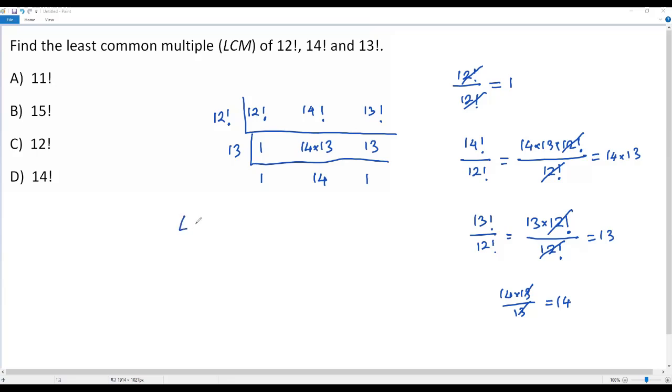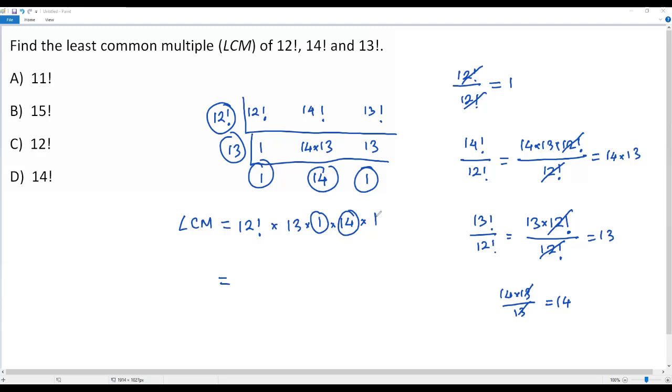So I have to write the least common multiple. To get the least common multiple, we have to multiply this one, this one, this one, this one, and this one. That is 12 factorial times 13 times 1 times 14 times 1. First, let's multiply these three values, 1, 14 and 1. When I multiply these three values, I'm getting 14. Let me write that first. Then I write 13. At last, I'm writing 12 factorial.